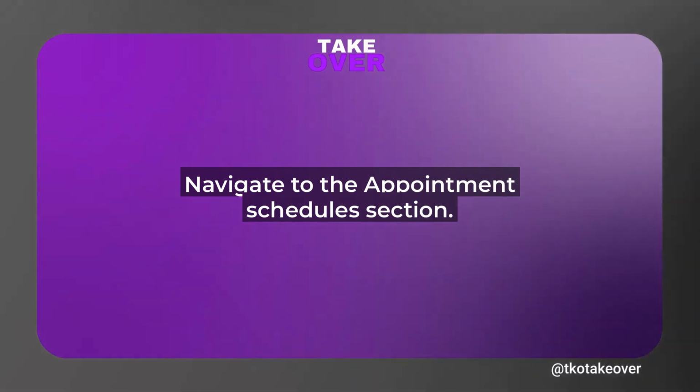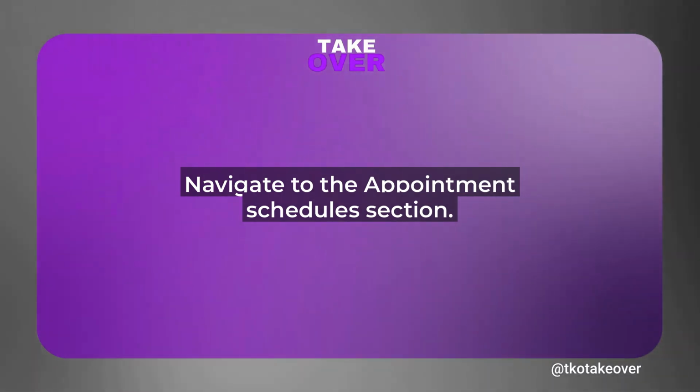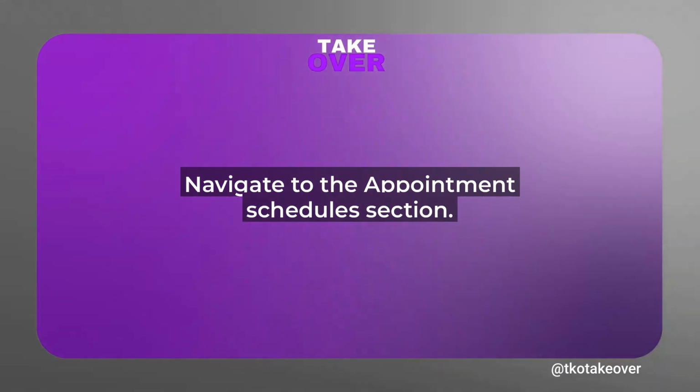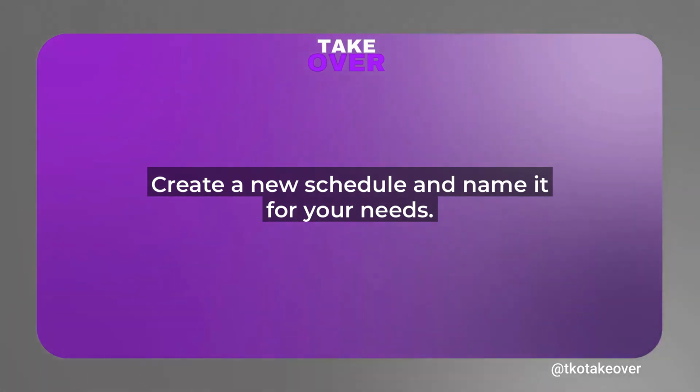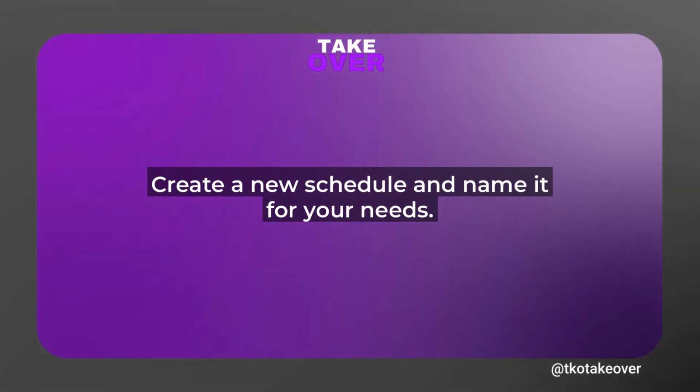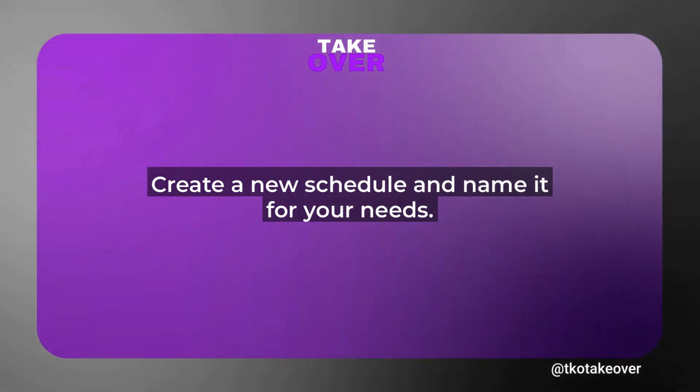If you don't see it, don't worry, Google updates features regularly, so ensure your app is up to date for 2025. Next, click on Appointment Schedules and then hit Create to set up a new one. You'll need to give it a name, like Client Consultations or Meeting Slots. Now, here's where the fun begins.